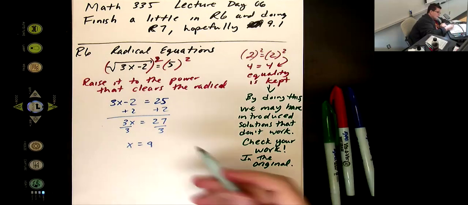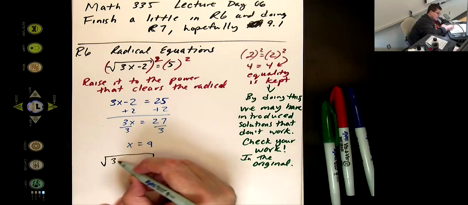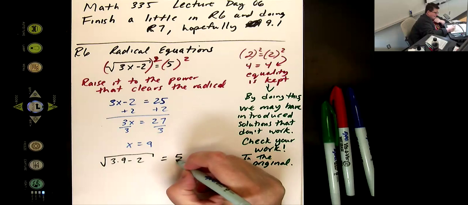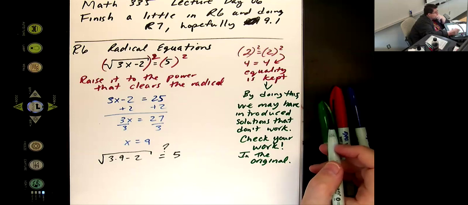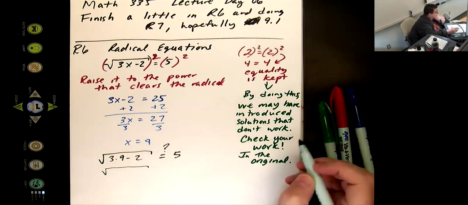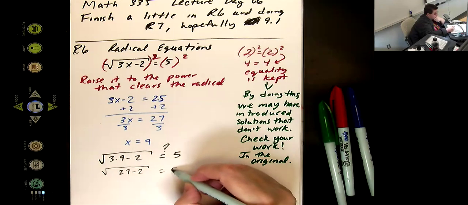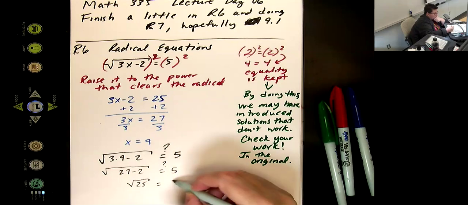I had 3x minus 2 in the square root. I'm gonna have 3 times 9 minus 2 in the square root now. Does that equal 5? What's 3 times 9? 27. 27 minus 2 is 25. Oh, yeah. Square root of 25 does equal 5.